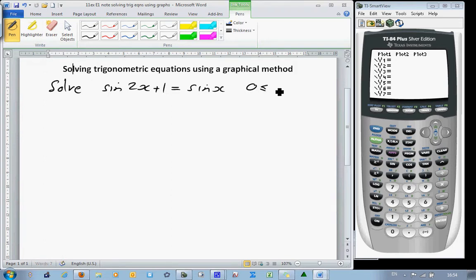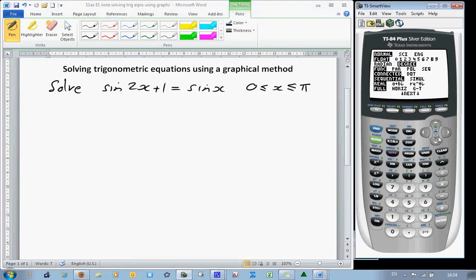Okay, and you can clear that. Y equals. Now in this case basically it's the same every time. I've got a left hand side and a right hand side. If I put that one in as y1 and I put this one in as y2, what we're looking for is where does y1 equal y2.